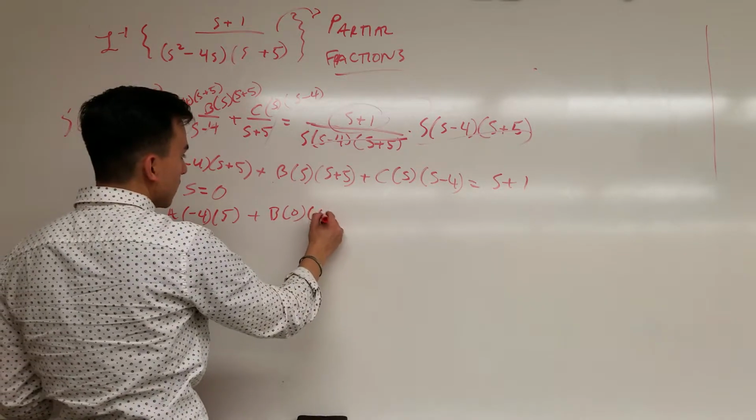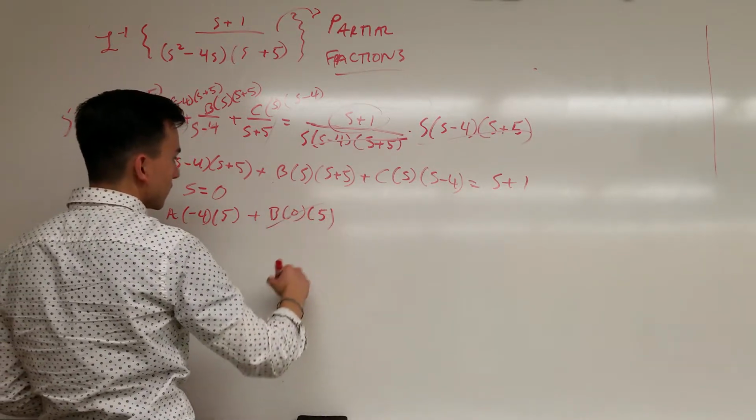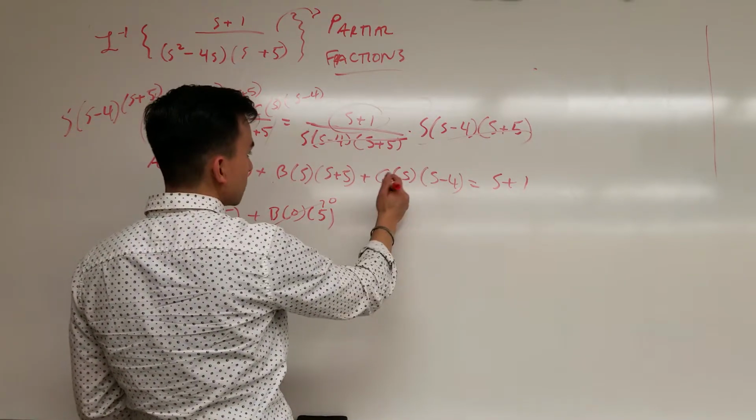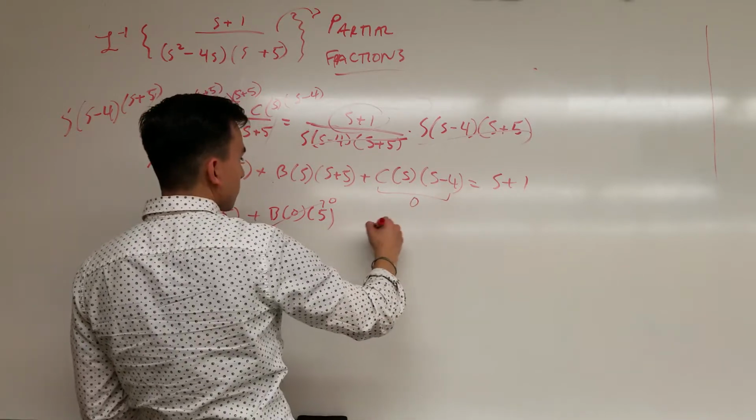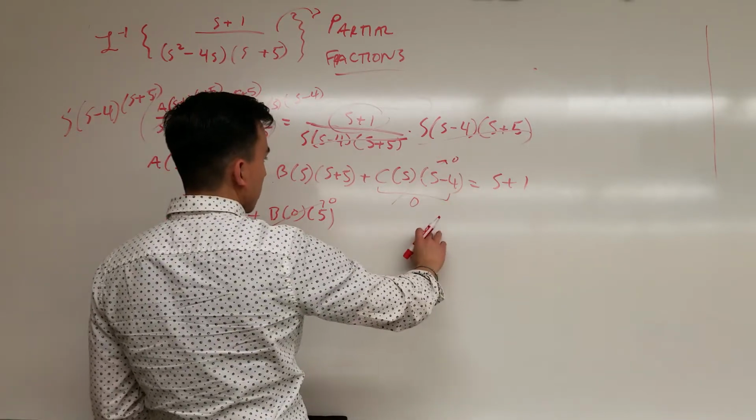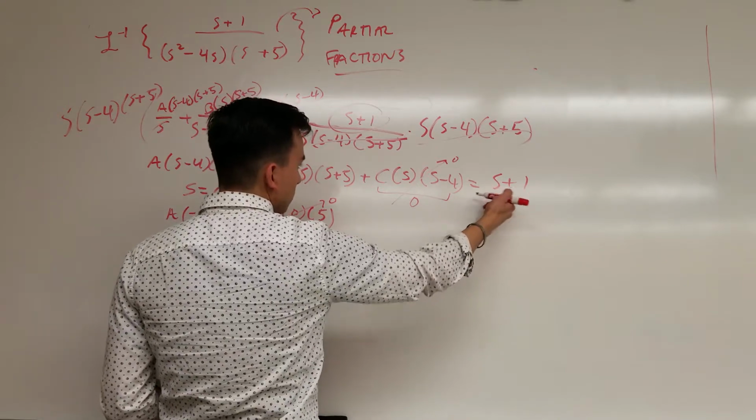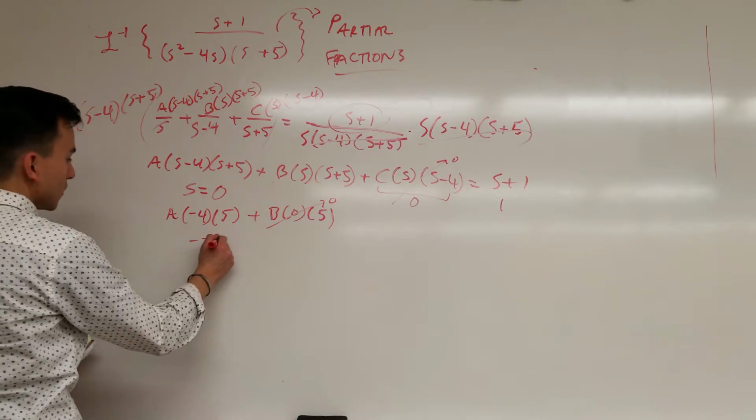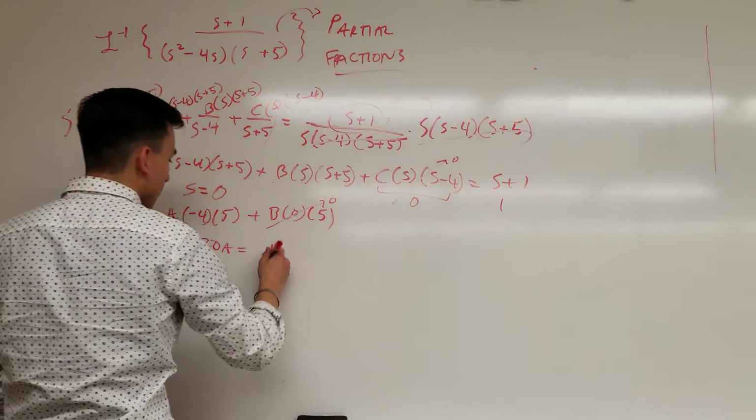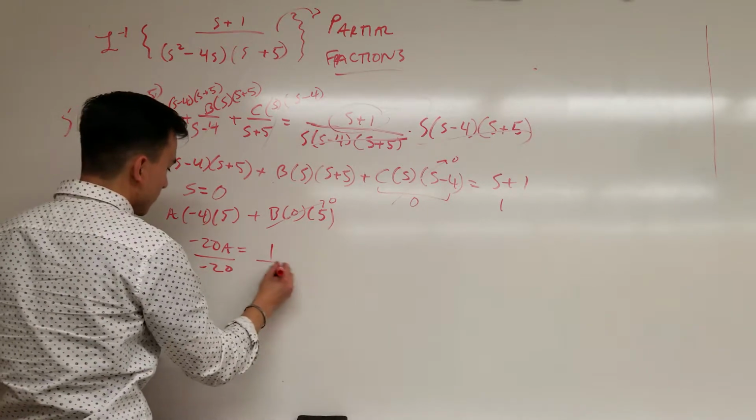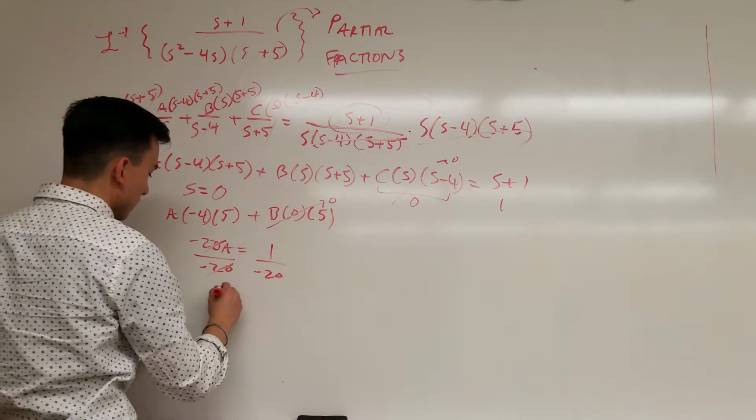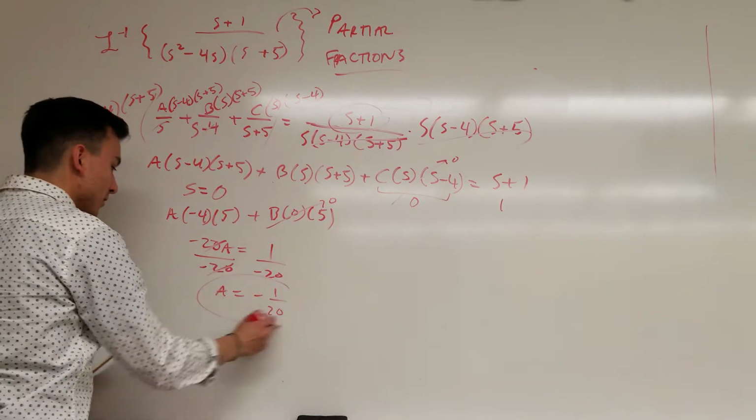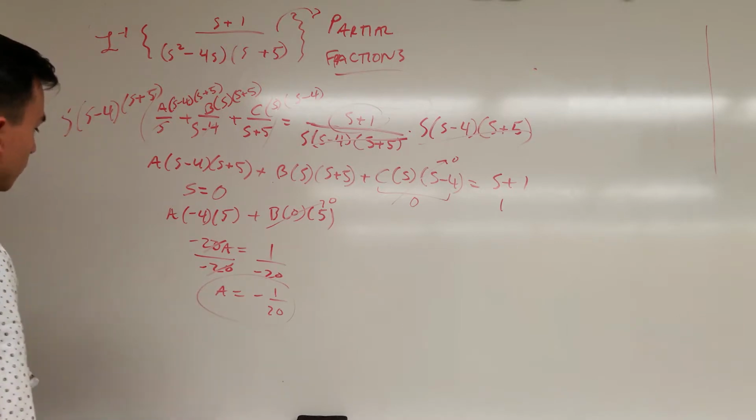Oh, great. Anything times 0 is 0, so that's a 0. And that's also a 0, right? That'll go to 0. And this will simply be a 1, because 1 plus 0 is 1. And so now I have negative 20A equal to 1. Well, if I divide by negative 20 to both sides, great, I get A is equal to negative 1 over 20. So I solved one of my variables already. A is equal to negative 1 over 20.